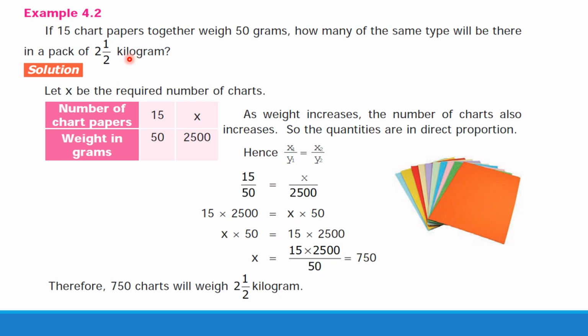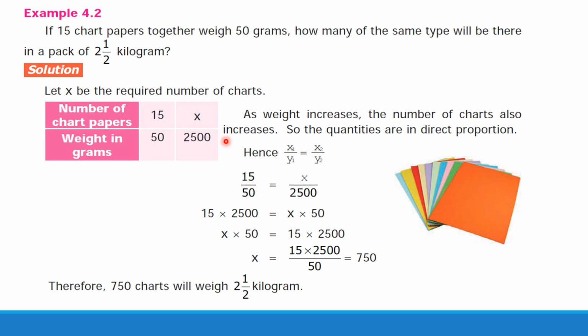Increases means what proportion? Direct proportion. So x1 by y1 equal to x2 by y2. So 15 by 50 equal to x by 2500. After simplifying you get 750. How to simplify? Cross multiply. 15 into 2500 equal to 50 into x.